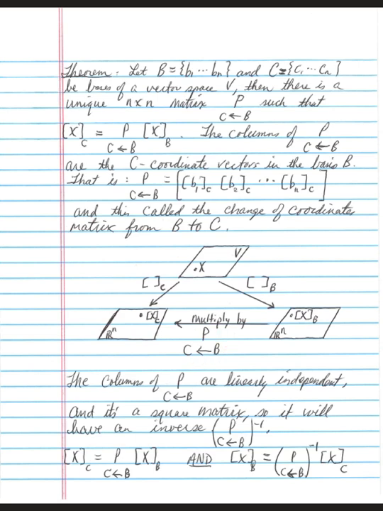The columns of your change of coordinates matrix from B to C are linearly independent, and because it's a square matrix, it'll have an inverse, and that notation is change of coordinates matrix from B to C inverse. You just put a little -1 up there.